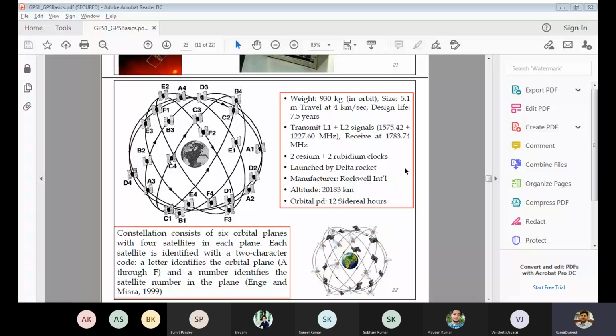By presidential order, the selective availability was called off or discontinued on May 1, 2000. The US president at that time thought that it is unfair to the civilians, because with their taxes we are launching these satellites and eventually we are not providing them sufficient resources of positioning. So they turned it off in 2000. But the anti-spoofing is still on, at present also.